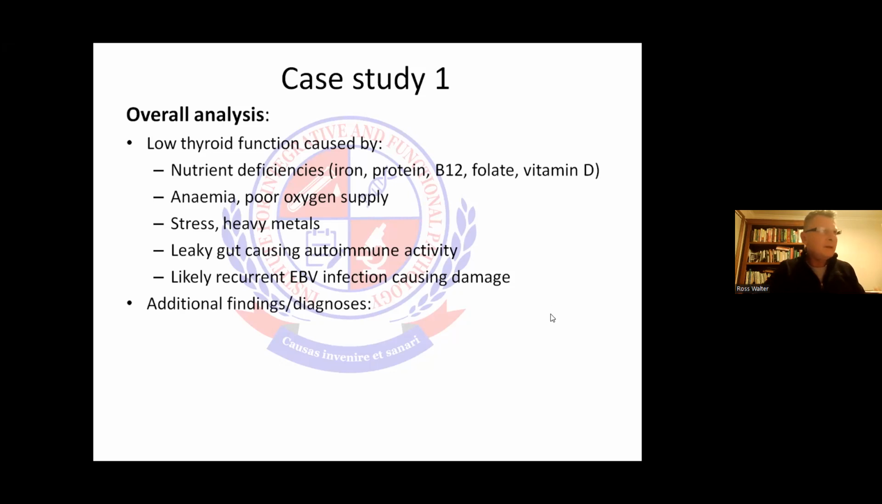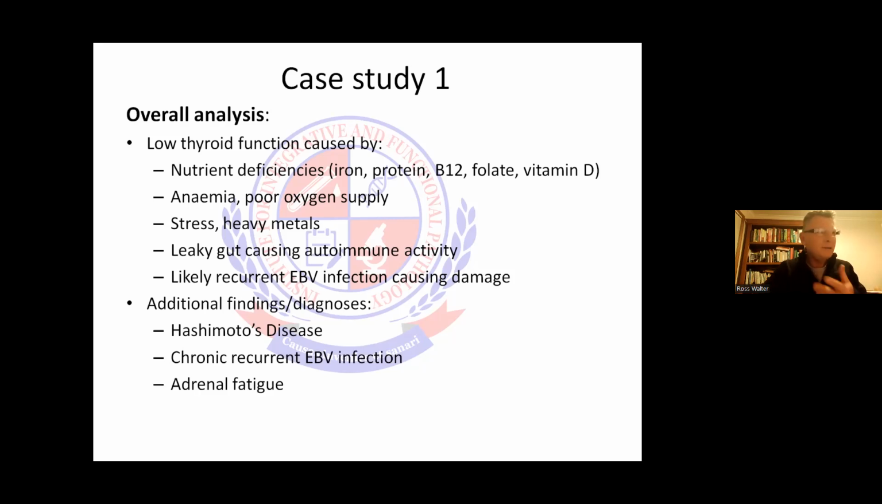Some other additional findings or diagnoses came out of the pathology results, even without looking at the questioning from the consultations. So just from the pathology results, the autoimmune thyroid condition is Hashimoto's disease. The low functioning thyroid with autoimmune activity is Hashimoto's. Chronic recurrent Epstein-Barr virus, adrenal fatigue from the low cortisol and the stress.